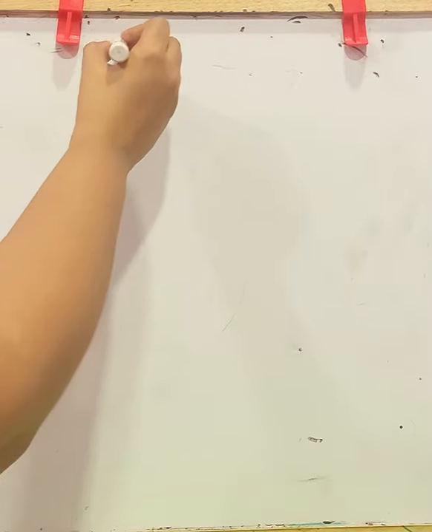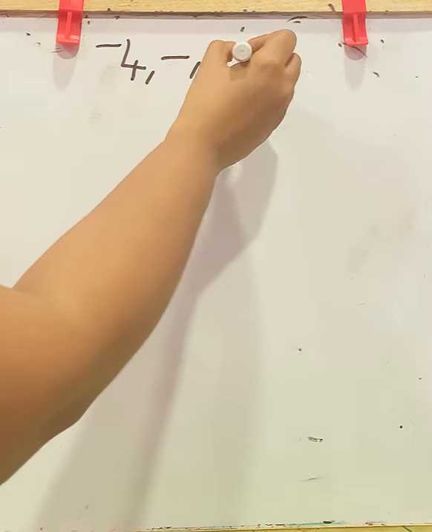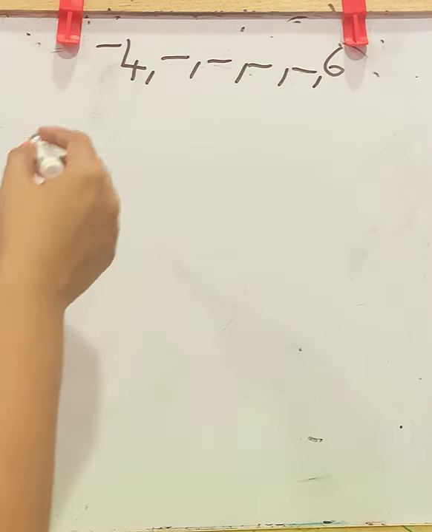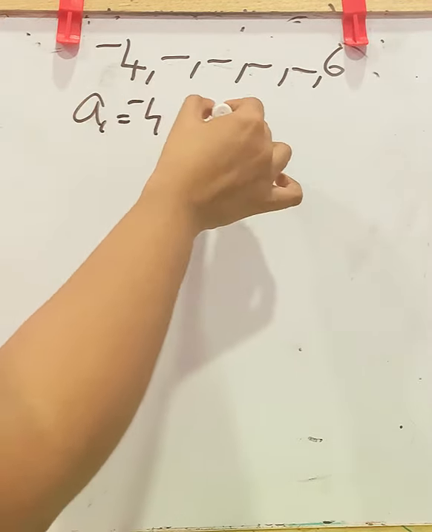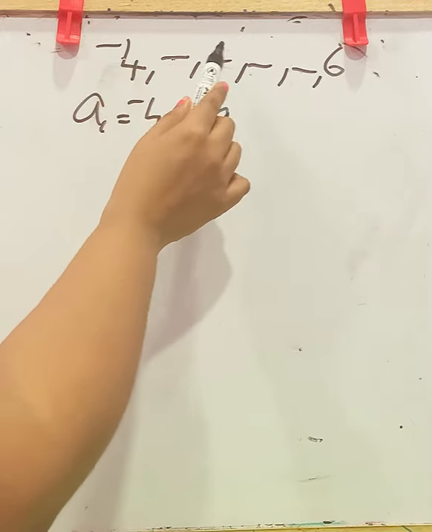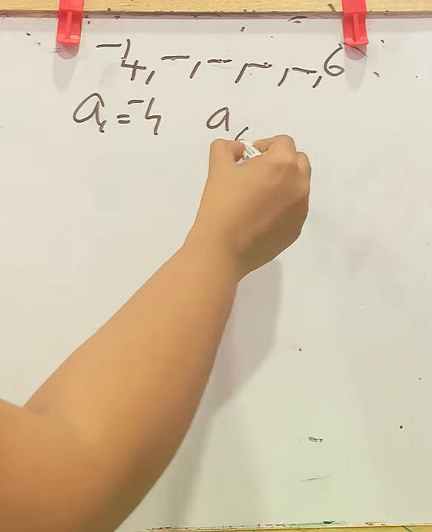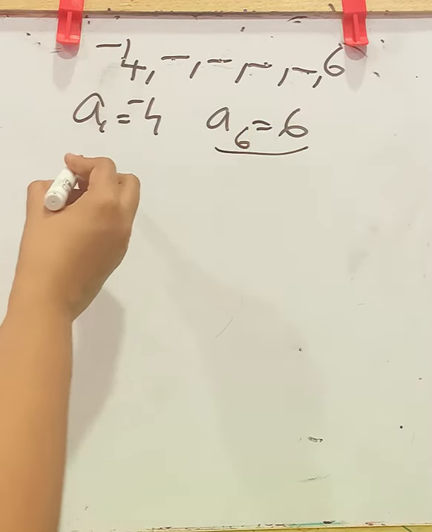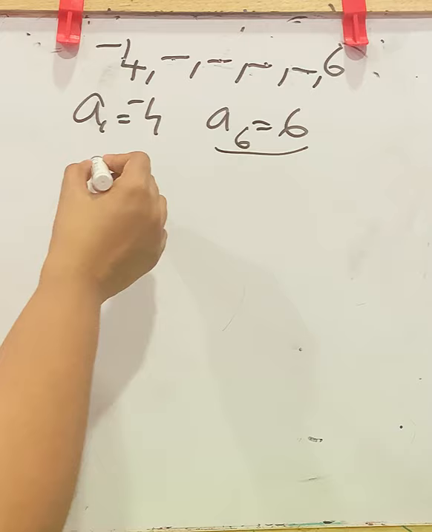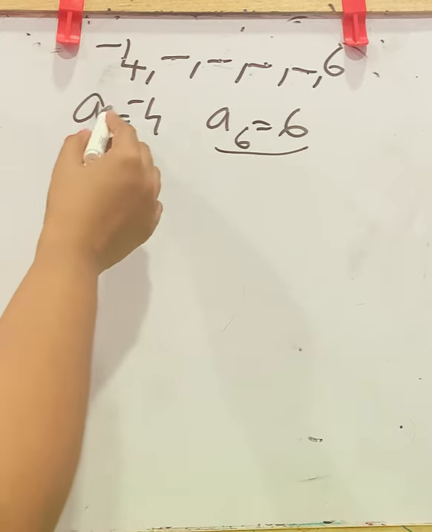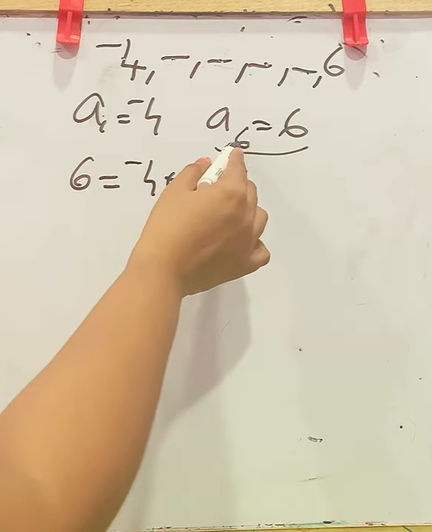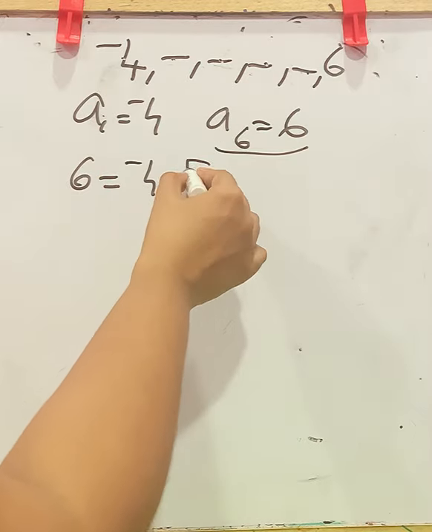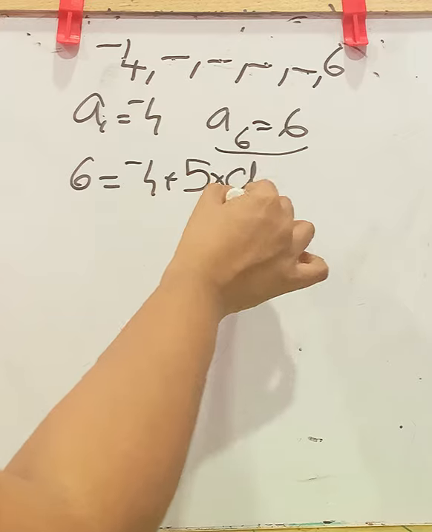Next question. Negative 4, dash, dash, dash, dash, 6. 4 terms are missing. We have only A1, A2, A3, A4, A5, A6. So we will write this in the form of an equation to find D. A6 equals A1 plus n minus 1, where n is 6. 6 minus 1. That is 5 into D.